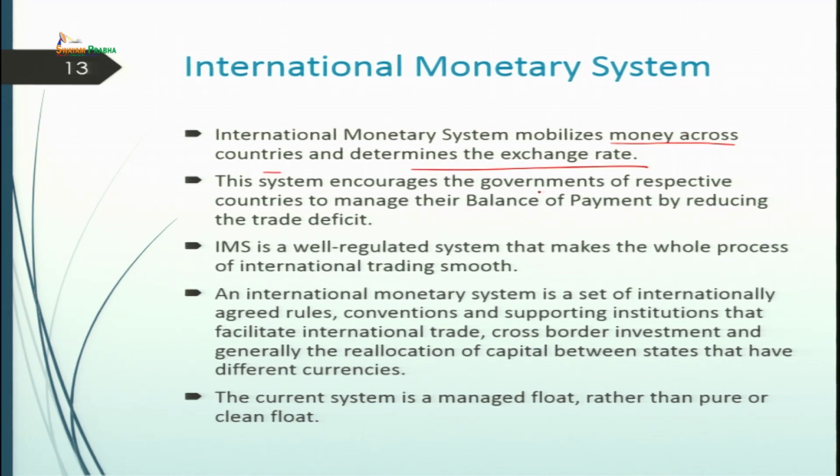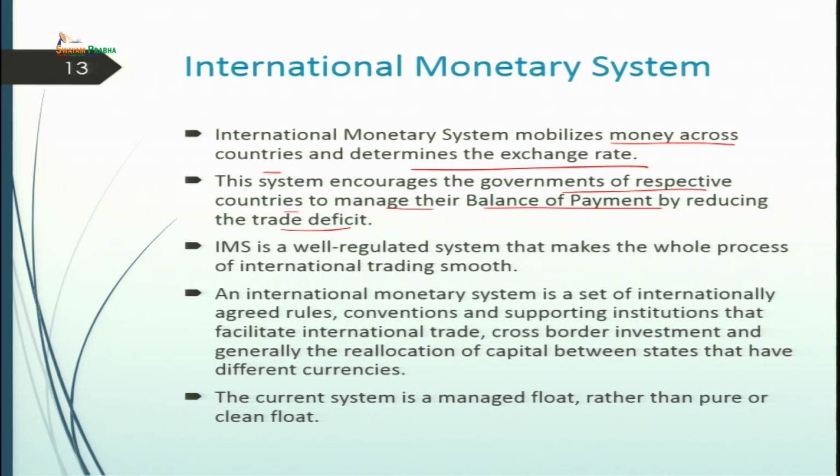The system encourages the government of the respective country to manage the balance of trade by reducing the trade deficit. So if you have some sort of deficit, you need to borrow some money from the IMF, or from the World Bank or US Treasuries, right? This borrowing is going to help a particular country's government to overcome the deficit.